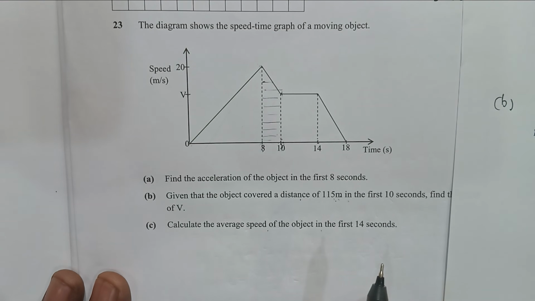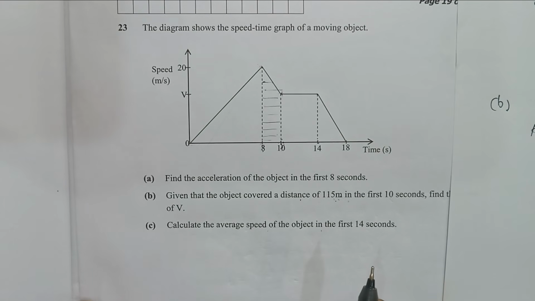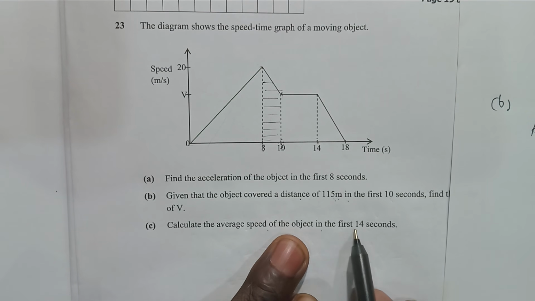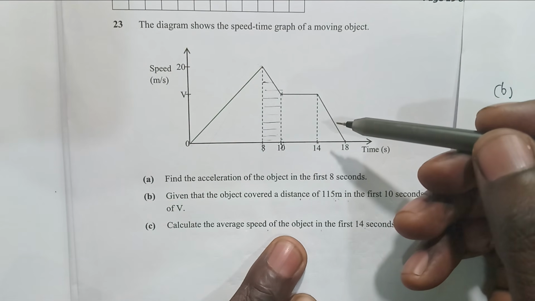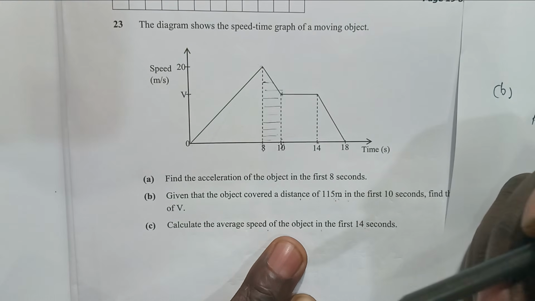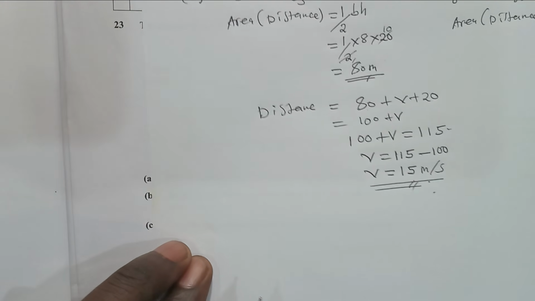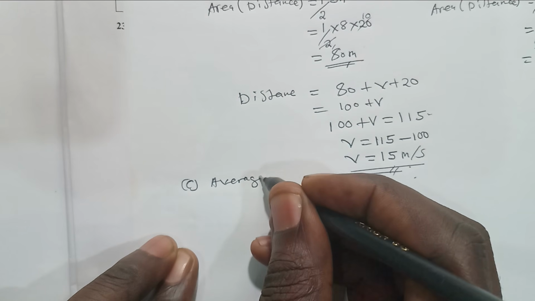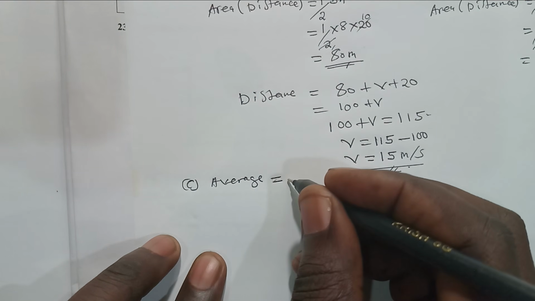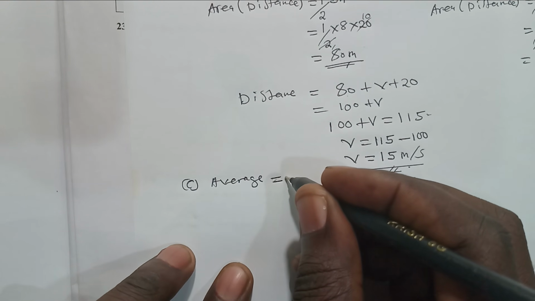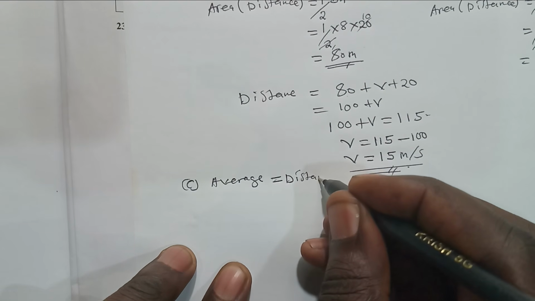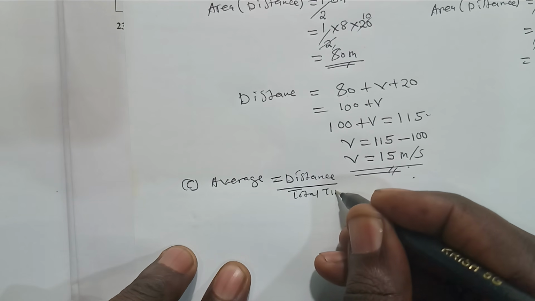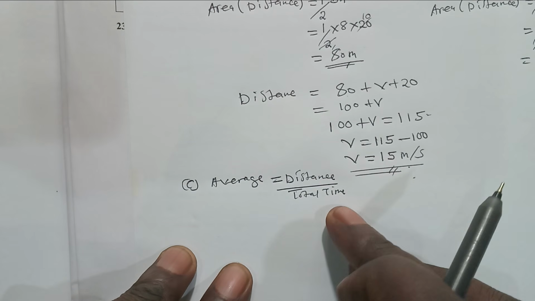Okay, we can quickly move our attention to the last part of the question. It says calculate the average speed of the object in the first 14 seconds. So first 14 seconds goes up to this point here. Okay, so for C, average speed is equal to total distance over total time. Total distance over total time.